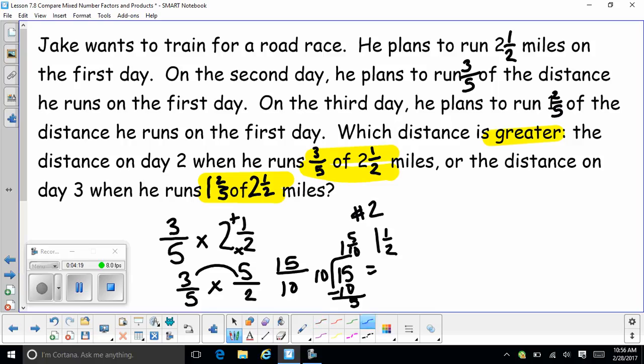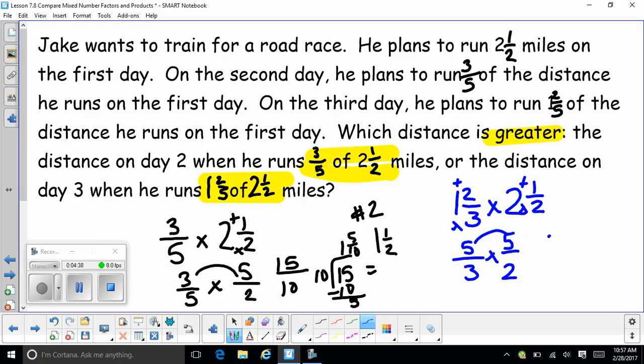Let's go ahead and solve the next one. I'm going to use a different color here. I'm going to change my mixed numbers. So 3 times 1 is 3, plus 2 is 5. Now I'm going to multiply across, 25 over 6. I'm going to set up my division. So I can see that my final answer here is 4 1/6.